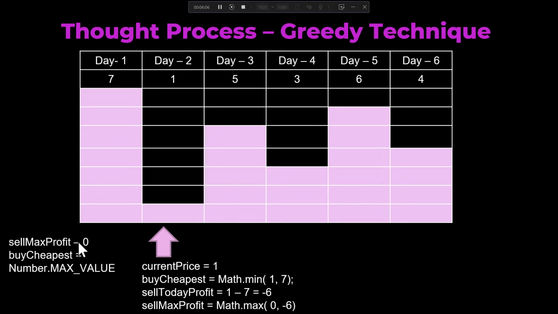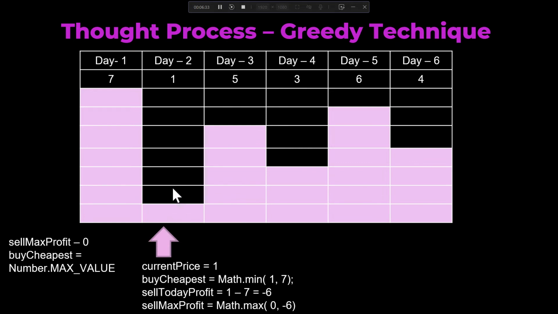Sell max profit initialized to 0, buy cheapest initialized to Number.MAX_VALUE. If you come from Java or other programming languages, that could be, let's say, Integer.MAX_VALUE. So this is in Java. This syntax is JavaScript. So first we will check. No, I think the arrow can be here.